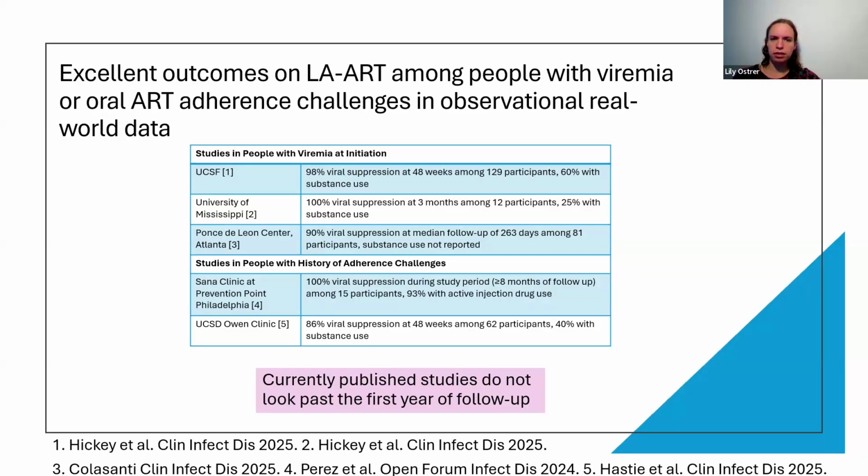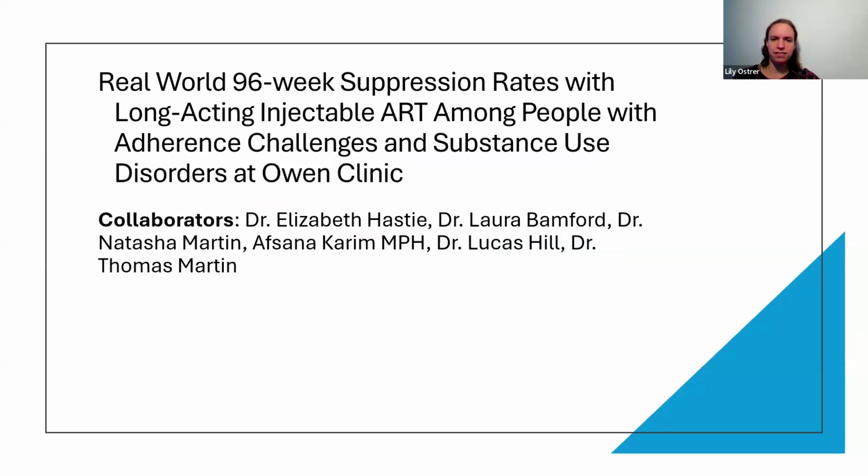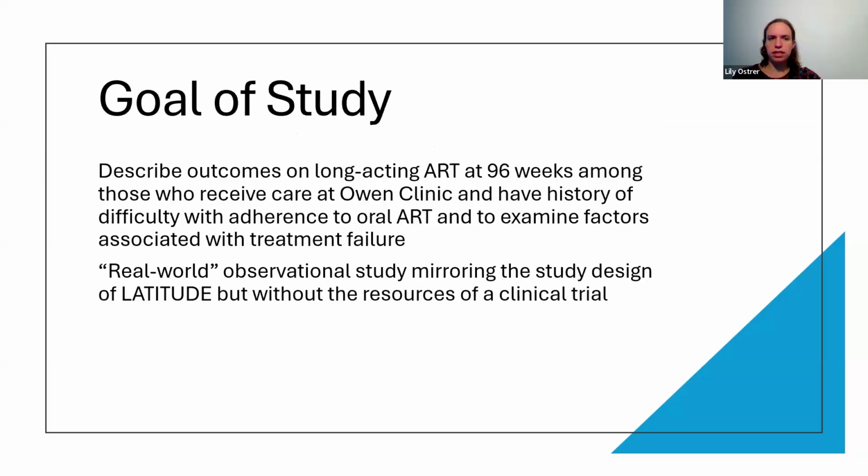So the first project that I worked on this year with many of our colleagues in this division from the Owen Clinic, we're looking at the 96-week suppression rates with long-acting ART among people with adherence challenges and substance use disorders at the Owen Clinic. Previously, this group had published the 48-week outcomes, and we were extending that to look at whether these outcomes were durable over 96 weeks. So our goal was to describe outcomes on long-acting ART at 96 weeks among those who received care at Owen Clinic and have a history of difficulty with adherence to oral ART, and then to examine factors that might be associated with treatment failure.